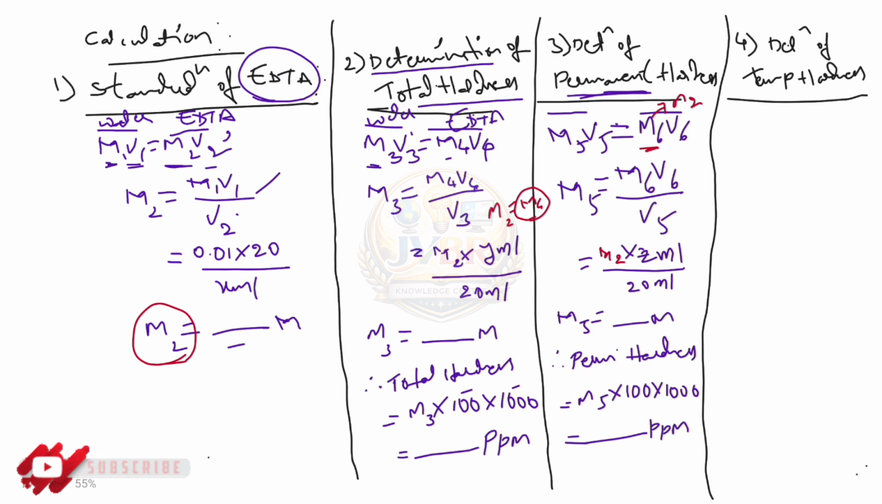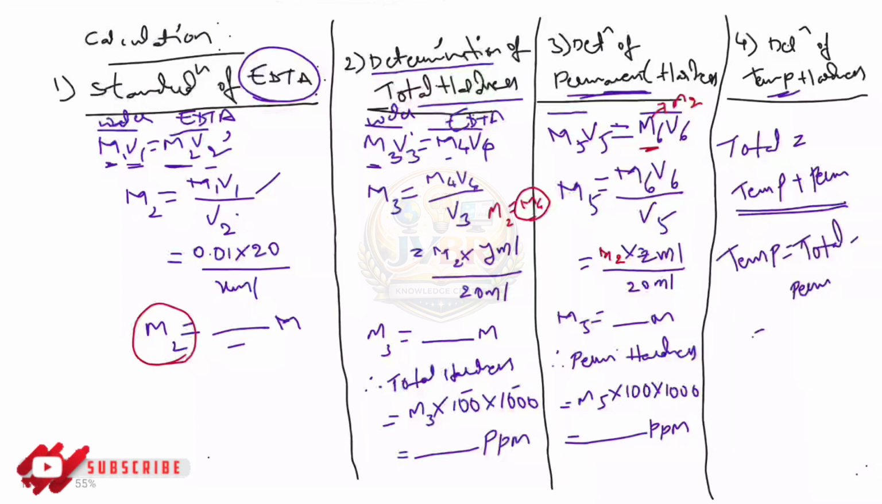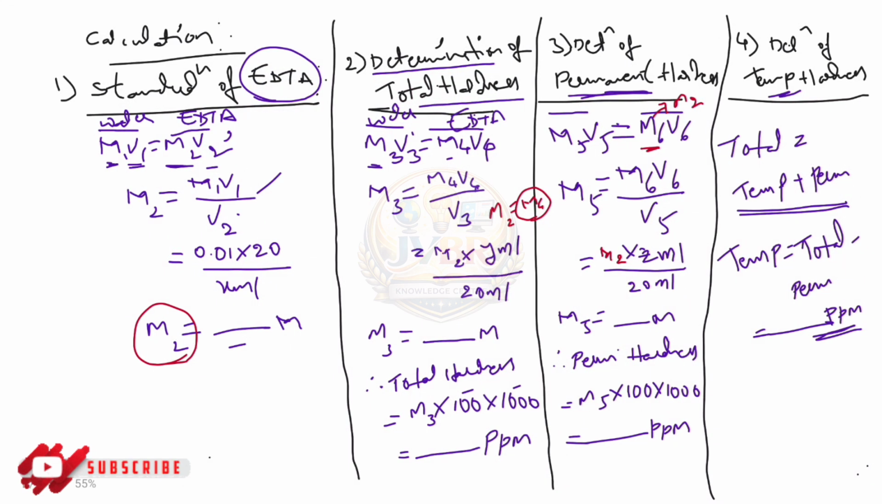And the last step, determination of temporary hardness of water. We know that total hardness is equal to temporary hardness plus permanent hardness. We want only temporary hardness, so subtract permanent hardness from total hardness. The formula: temporary hardness is equal to total hardness minus permanent hardness. We will get temporary hardness, and write the units as ppm or milligrams per liter.